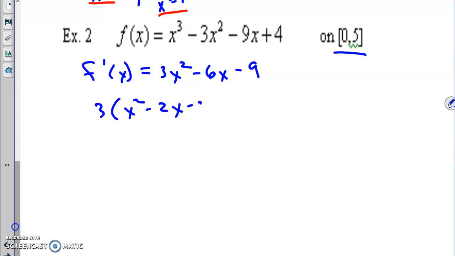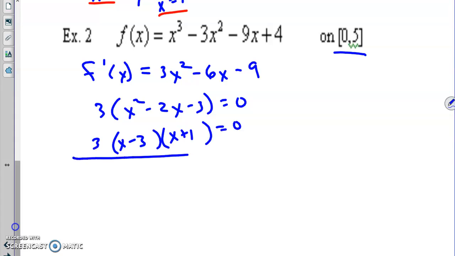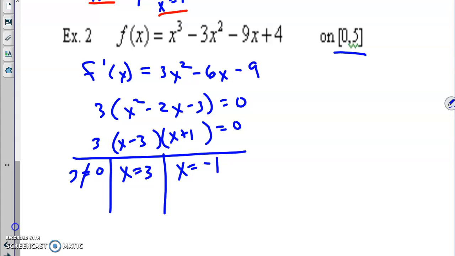We can do a couple steps at once. Leaves me with that. That's very factorable. X minus 3, x plus 1. If I tee it up, x equals 3, x equals -1. So again, we have two critical numbers. But this time, since our interval is 0 to 5, -1 is not in the interval. So we're not going to test it.